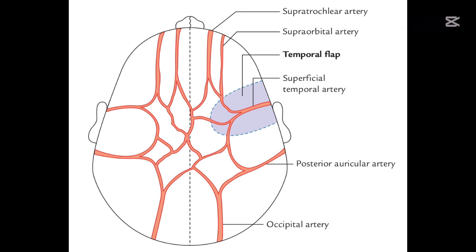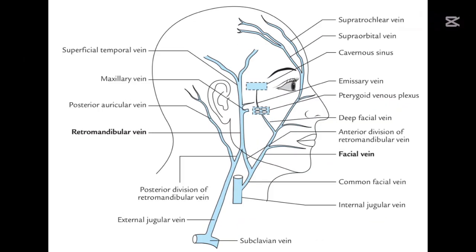Superficial temporal artery in front of the ear. Supratrochlear and supraorbital artery in front of the forehead. So I've given you which branches they are from. But the 3 here are branches of the what? External carotid artery. Yeah.